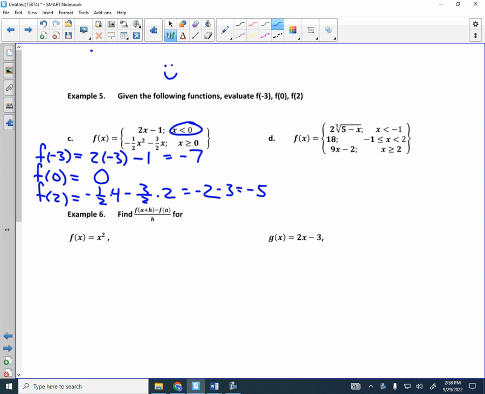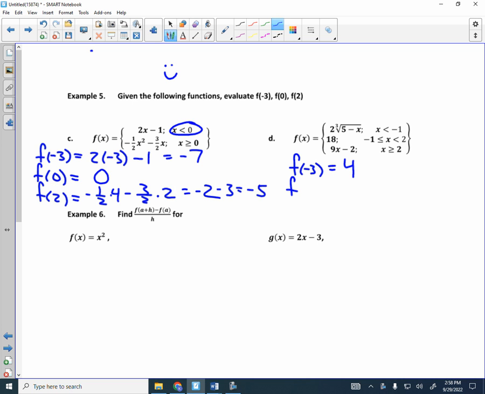We end with this then. F of negative 3. Top, middle, or bottom? Top. What's 5 minus negative 3? 8. What's the cubed root of 8? Times 2? 4.